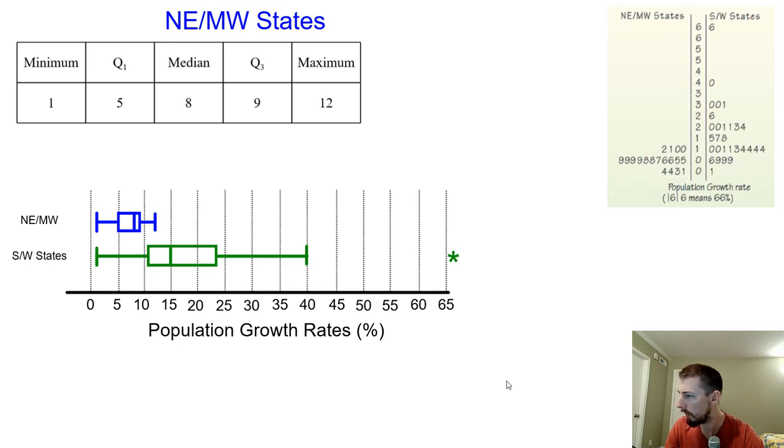Did any of them appear to be outliers? Yes. The maximum was beyond the right fence.